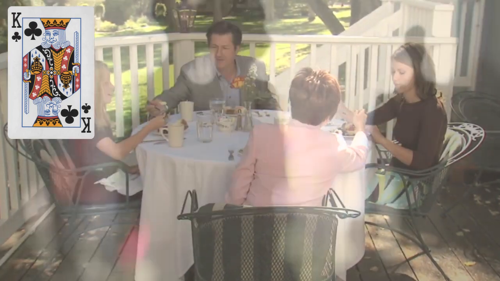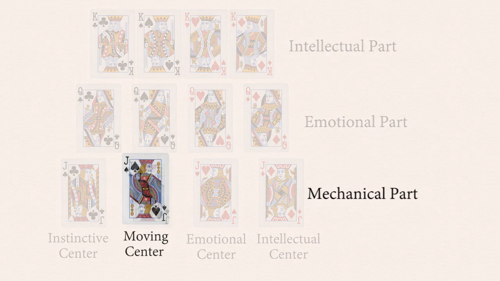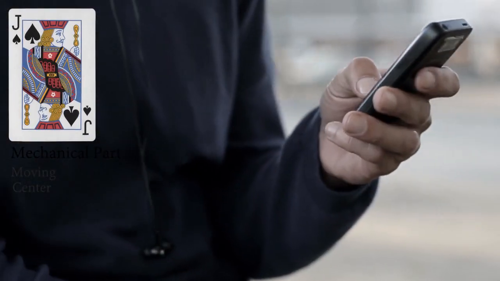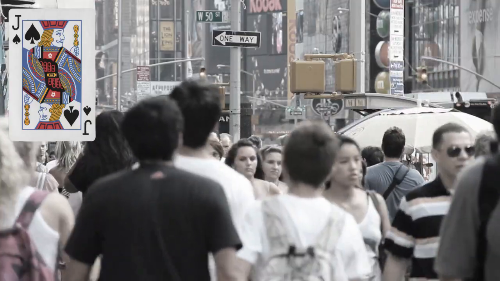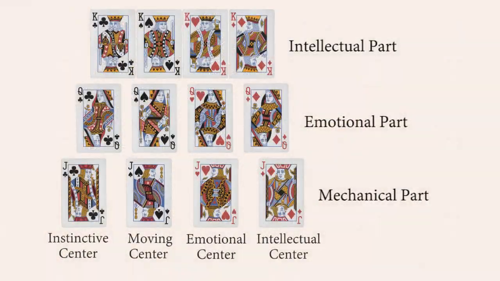The intellectual part of the instinctive center is also responsible for the continuation of our biological lineage and takes concern for the health and preservation of our relatives and descendants. The mechanical part of the moving center controls our automatic movements such as texting, talking, sitting down, standing up, and so forth. It is also responsible for imitation and the capacity to blend seamlessly among other moving centers, as we do when walking in a crowded street or driving in a busy road.